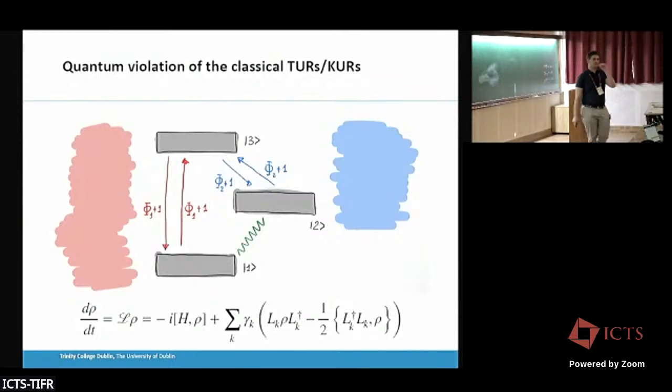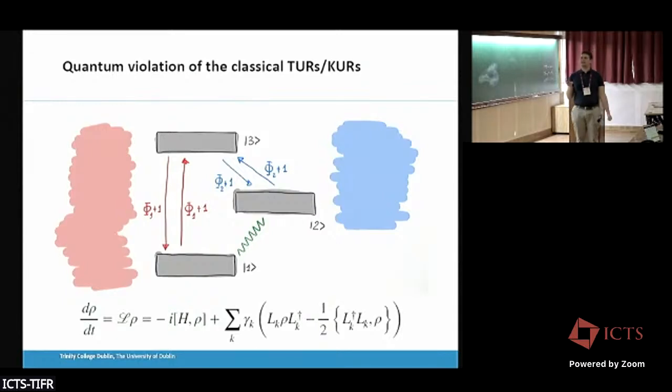So it has been known for a while at this point that quantum systems can violate classical TURs and KURs. In particular, we can consider a system like this. This is a three-level maser that has been presented a number of times during this conference. So we have three levels, 1, 2, 3 energy levels. The system is coupled to two baths, a hot bath and a cold bath. And there are jumps that correspond to the coupling between the system and the baths on both sides, and there is some kind of Hamiltonian driving between these two levels. As we at this point know very well, the dynamics of a system like this is described by a GKSL-like master equation. So it has been known for a while that this system can violate the TURs and the KURs.